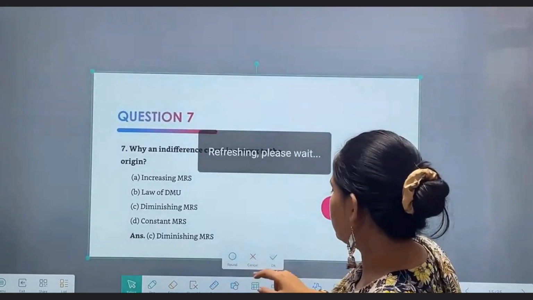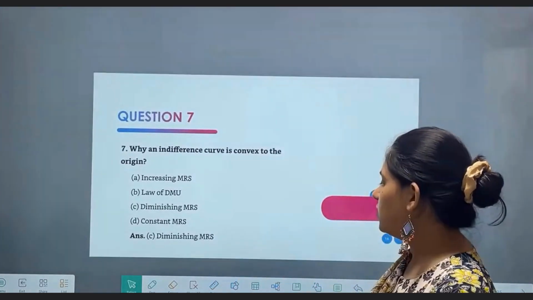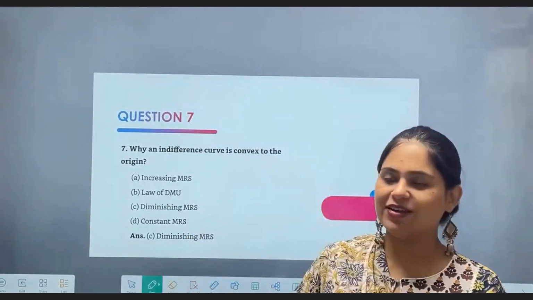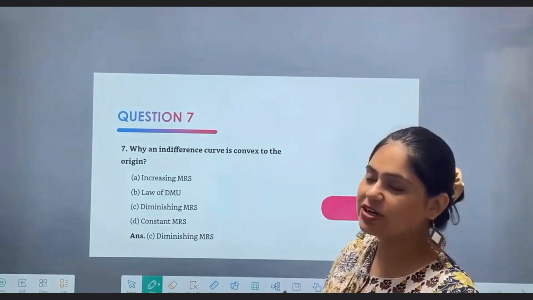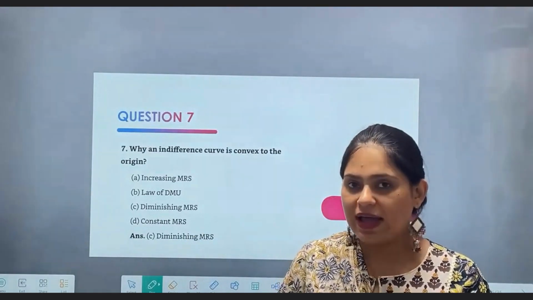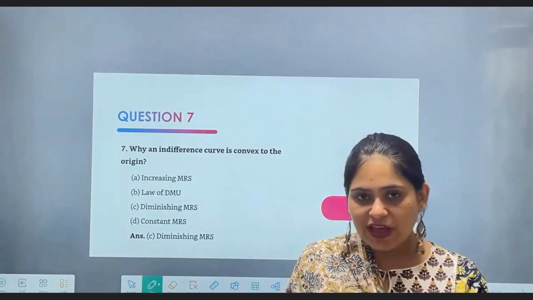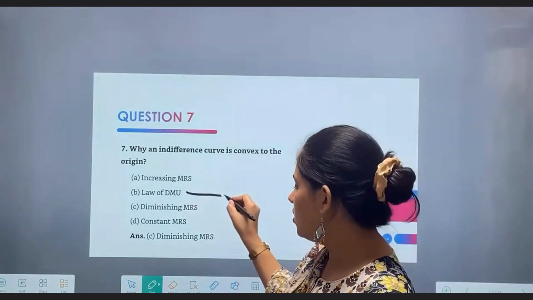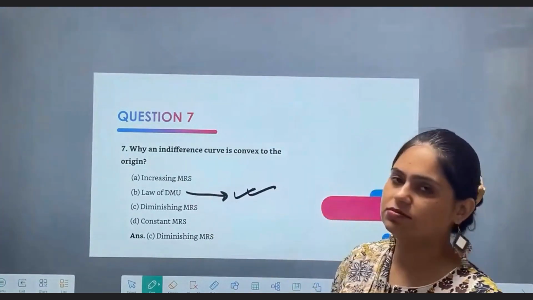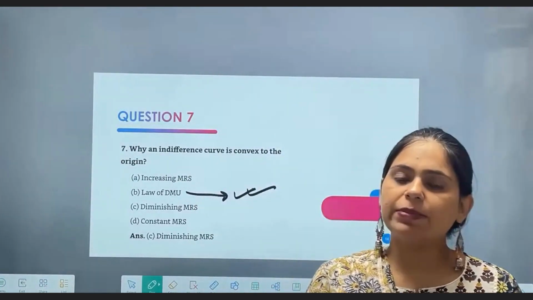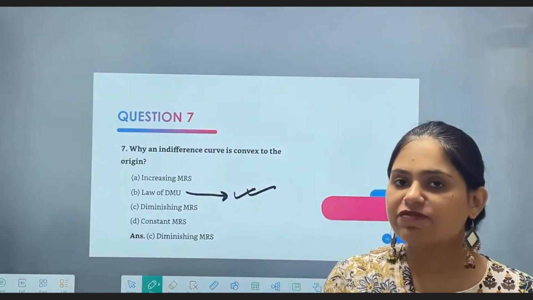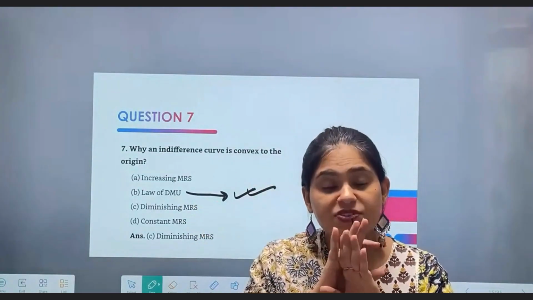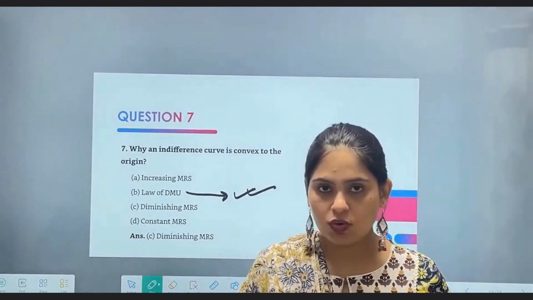Okay, we have gone ahead and given the answer, but still try and do this. Why is an indifference curve convex to the origin? Let me tell you a very important point. Many students would have marked B. It's an easy question, but many would have done it wrong. Many would have marked law of diminishing marginal utility. It is absolutely wrong. No.